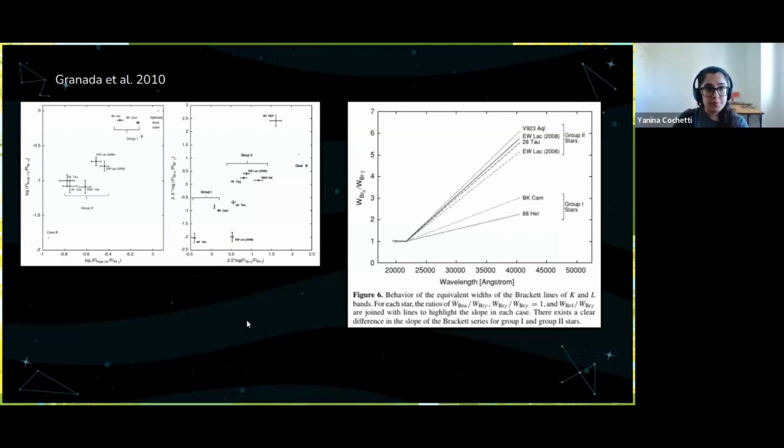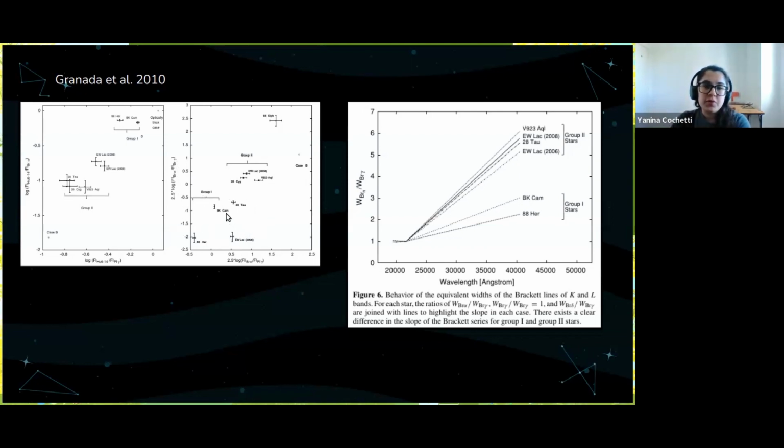Another work that I would like to mention is one by Granada and collaborators of 2010. They also observed a sample of Be stars in the K and L bands and made 2 different diagrams. One is the same that Lenorzer did with their stellar sample. Here are the group 1 stars, and this is the group 2. And another diagram was based on one done before, but with other lines, Brackett alpha, Brackett gamma and Brackett delta.